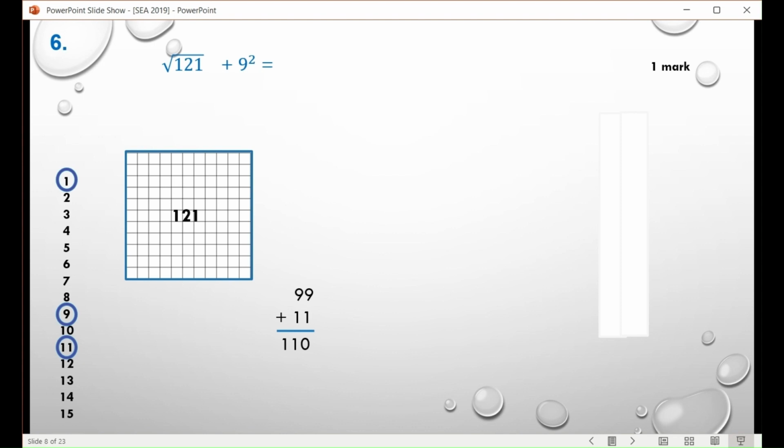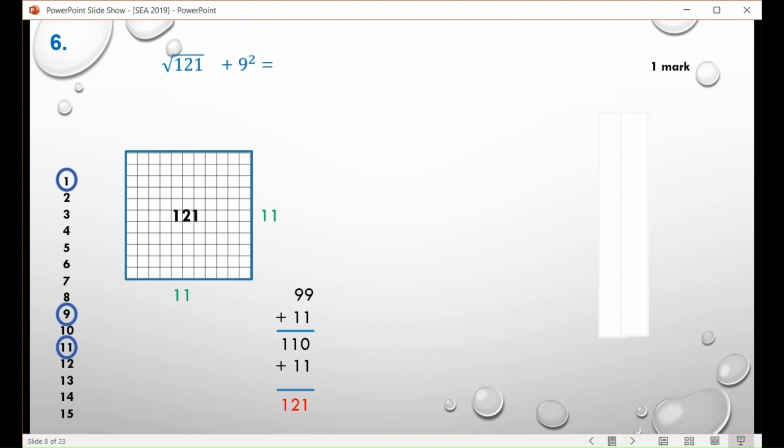And we want to find out 11 groups of 11 because we want to find out what 11 squared is. If we add that, we're going to get 121. So what that tells us is 11 11s is equal to 121.